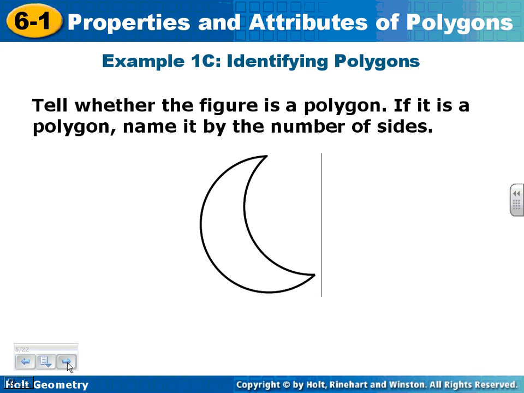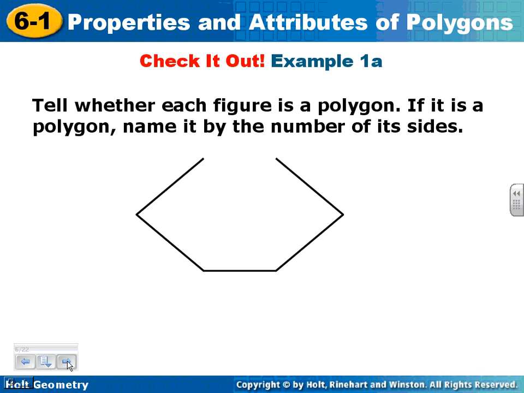The next one, is this a polygon? No, it is not, because of this curve right here. So a half moon or quarter moon, whatever that is. In a polygon, all your sides are straight. So this is not a polygon, so we don't name it. This next one is not a polygon because it's open right here. A polygon is closed, like the fence is closed so the cows couldn't get out. This is open, so it's not a polygon.